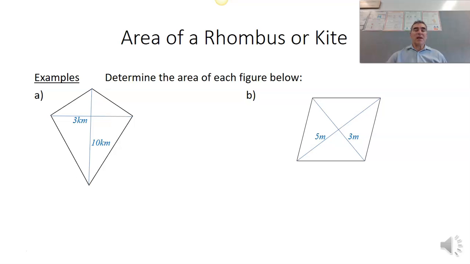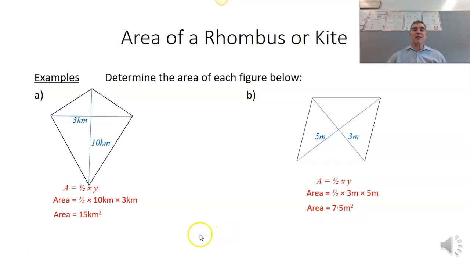So let's get into a couple of examples. So we've got a kite here on the left, and that's 10 for that whole length of the diagonal and 3 for the length of that diagonal. So to find the area, let's write the rule first, substituting what we know. So the two diagonals, 10 kilometers and 3 kilometers, and it doesn't matter if we put the 3 kilometers before the 10, we'll get the same result, and we end up getting 15 square kilometers. And for the rhombus over here, again, let's write the rule first, and we can substitute in what we know and work out our answer and get 7.5 square meters.